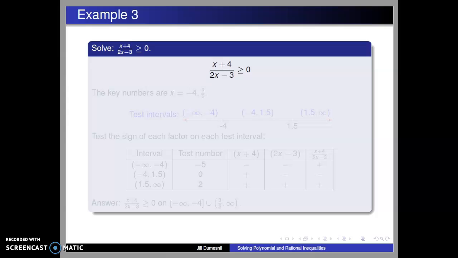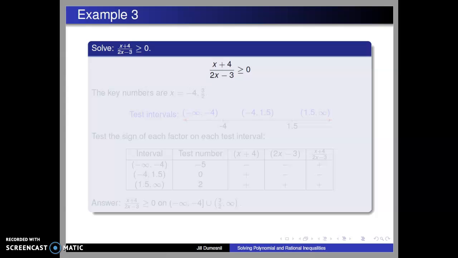Remember that when we multiply an inequality by a positive amount, the inequality sign remains the same, but when we multiply an inequality by a negative amount, the inequality sign reverses. Because we don't know the sign of 2x - 3, we wouldn't know whether or not to reverse the inequality sign.